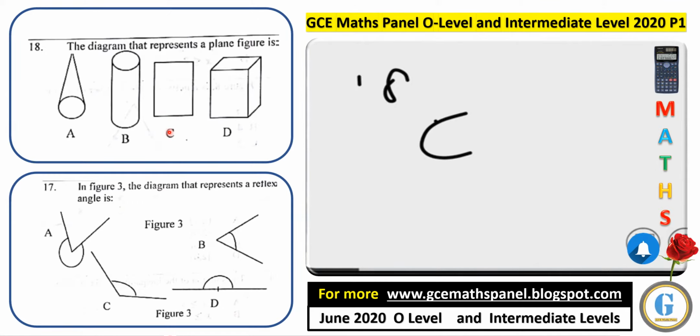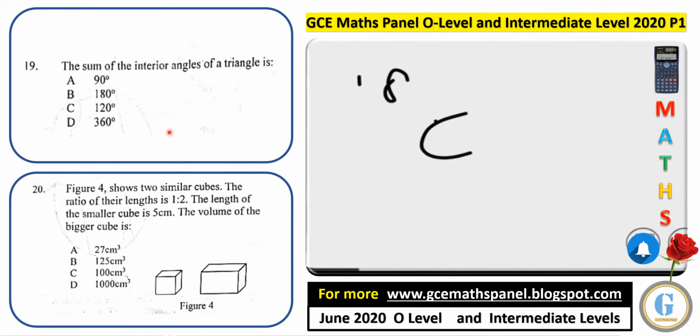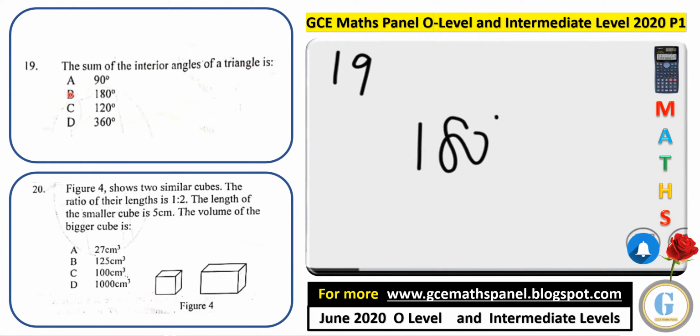Question number 19. The sum of the interior angles of a triangle is, of course, you know that the sum of interior angles for a triangle is 180 degrees, right? Yeah, so we have B. Question 20.